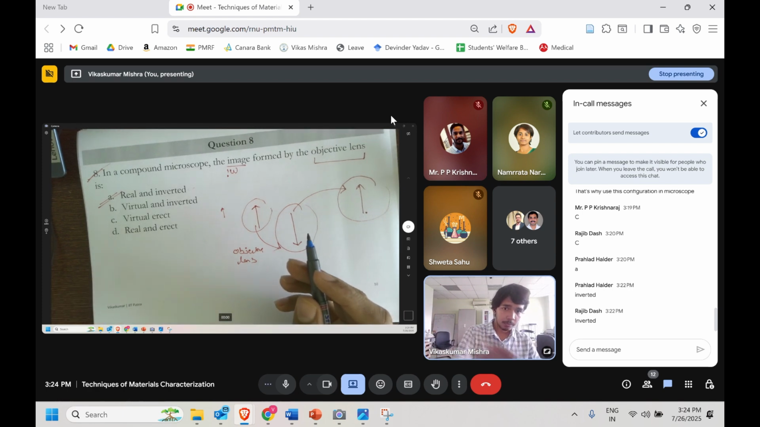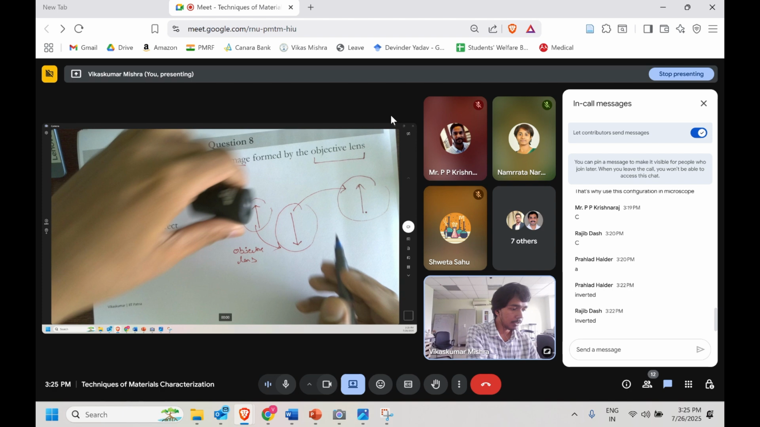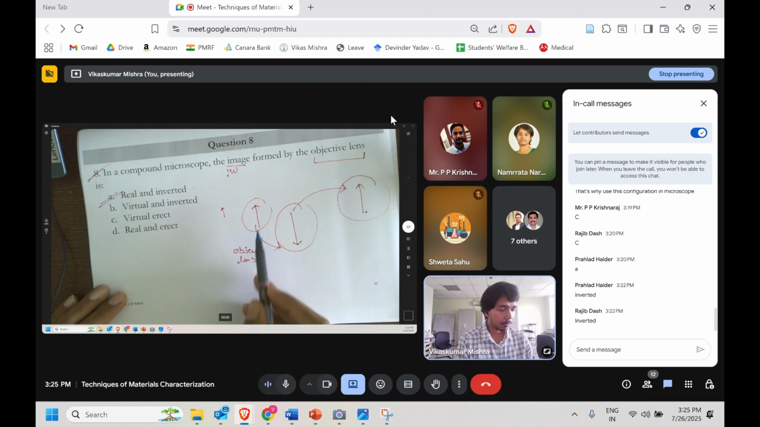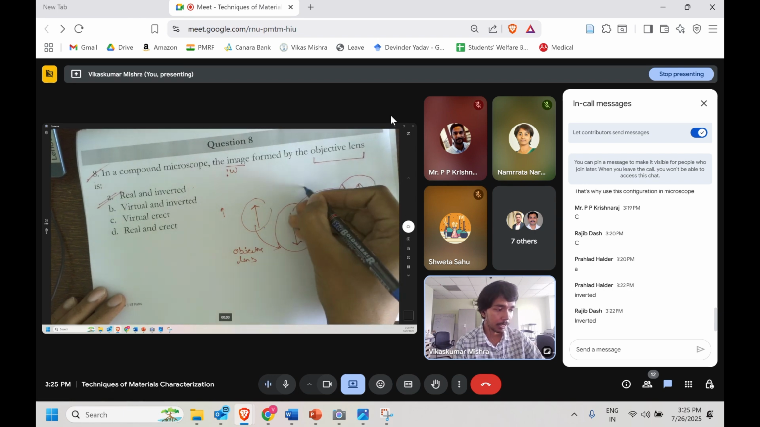See, in my microscope, there is also an eyepiece. I think we might be able to see that the word which was written has now again become inverted, right? So the image which was formed by the objective lens is again going to get inverted by the eyepiece. So this is done by the eyepiece.